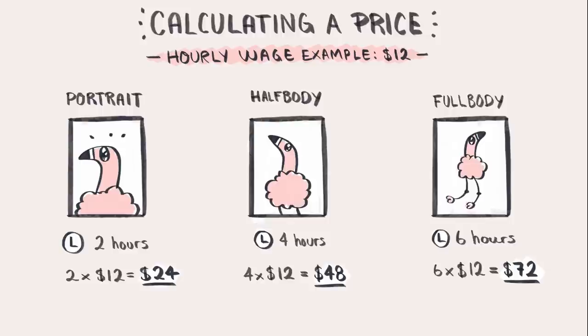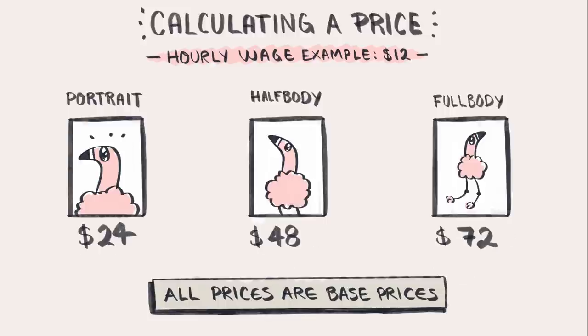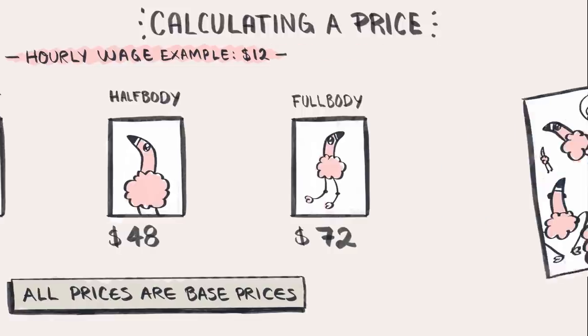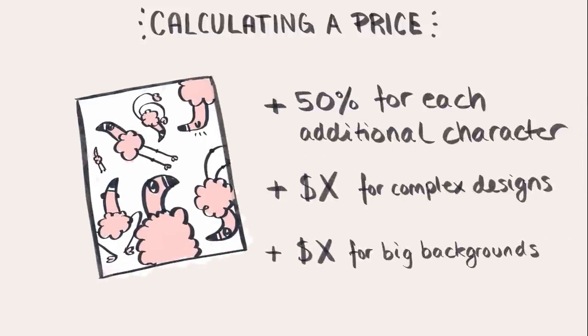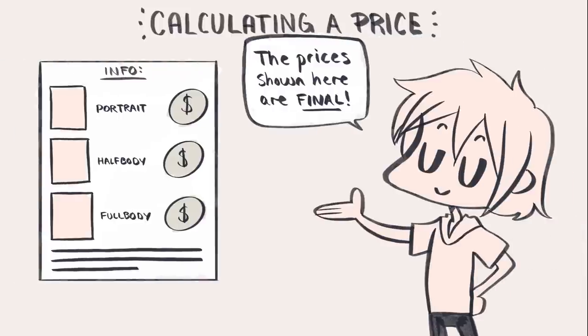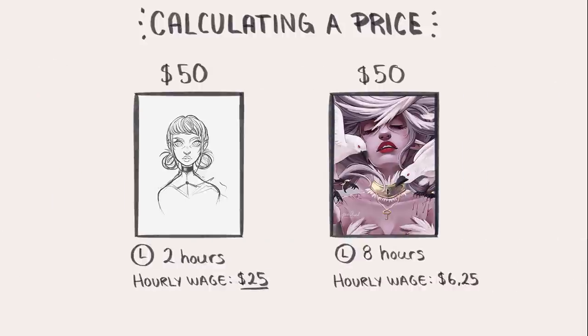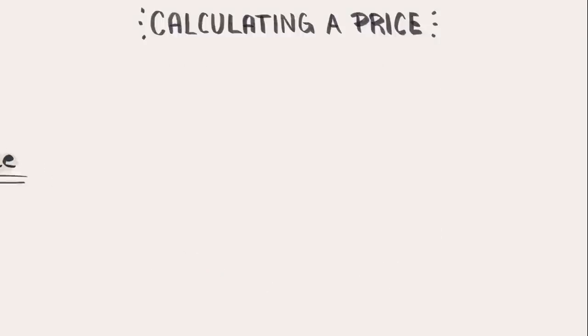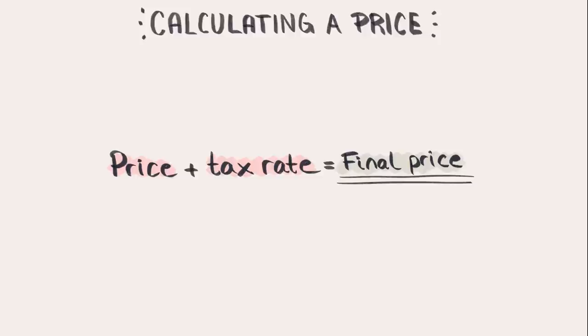Now, you can't really know beforehand how many details an incoming commission will have, so call the prices you've calculated your base prices. Then you can add an additional fee for very detailed characters or extra characters in the drawing or detailed backgrounds. You can also just have fixed prices if that makes you more comfortable, however that means your wage can vary a lot depending on how complex your commissions are, because you can't change the price no matter how complex they are.